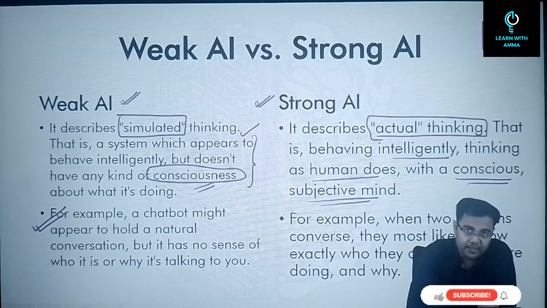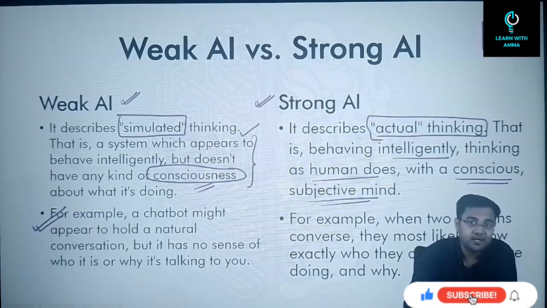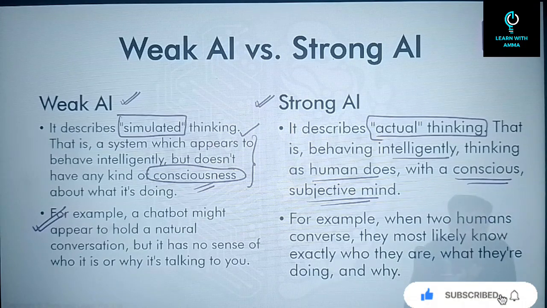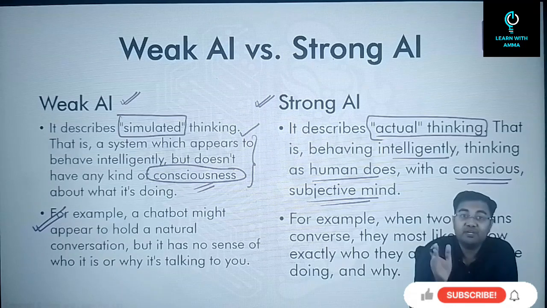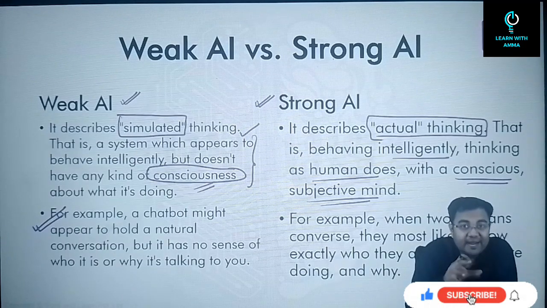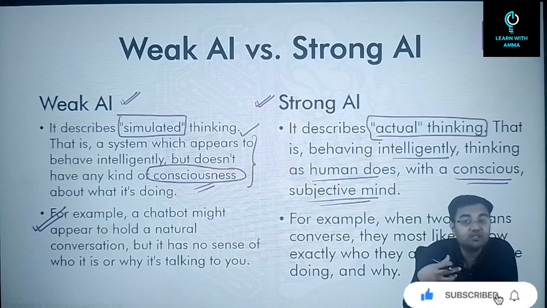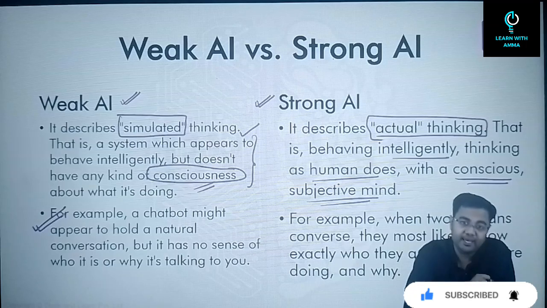So this is weak AI. But if it was the case of a strong AI, then there are possibilities that it knows how to react. For example, when two humans talk, it's not a set pattern. I don't know what you are going to say next if I'm talking to you. Correct? There can be n number of ways in which you can react to a certain given situation. So if the machines also have this ability, then we'll say that this is strong AI.